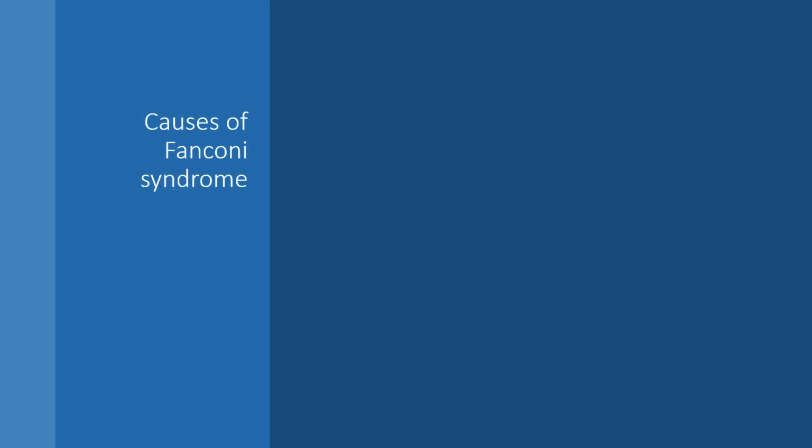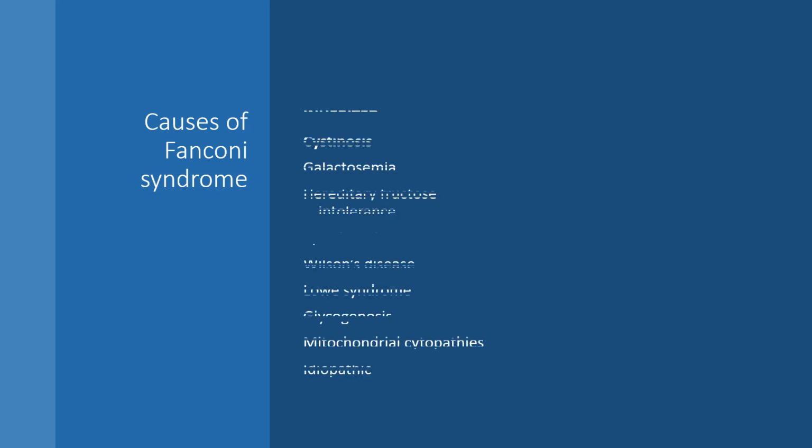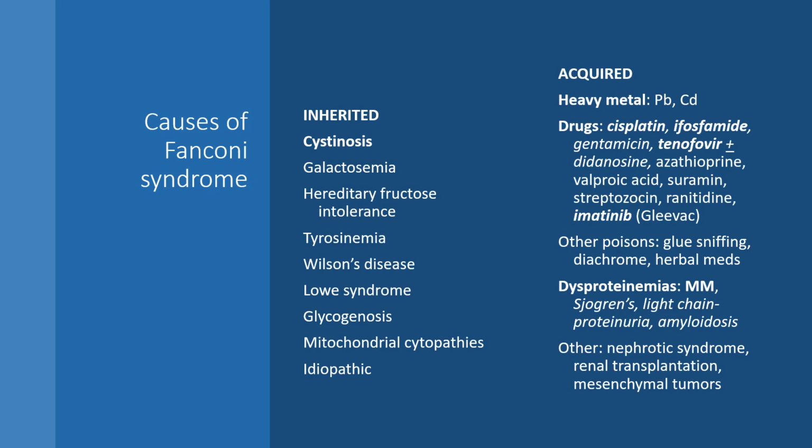Fanconi syndrome may be seen in many inherited and acquired conditions. Inherited conditions are rare. Common acquired conditions include drug-induced proximal tubular toxicity and conditions such as multiple myeloma and Sjogren's.